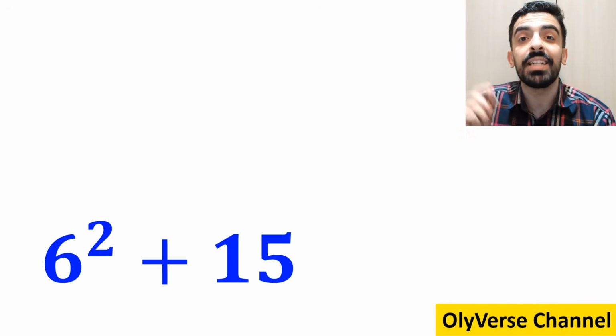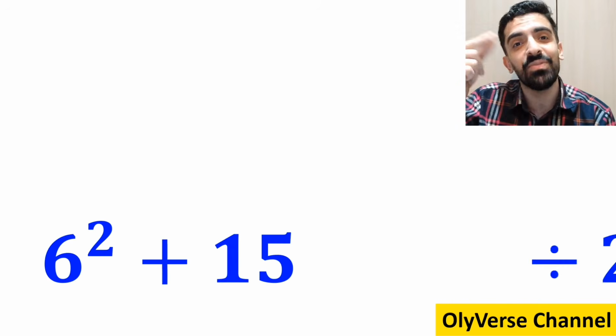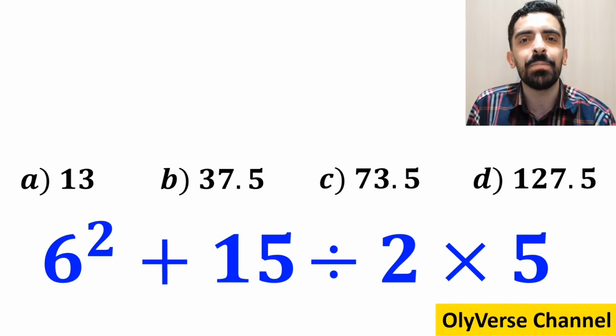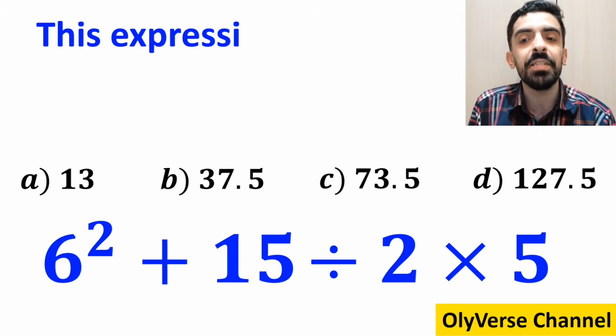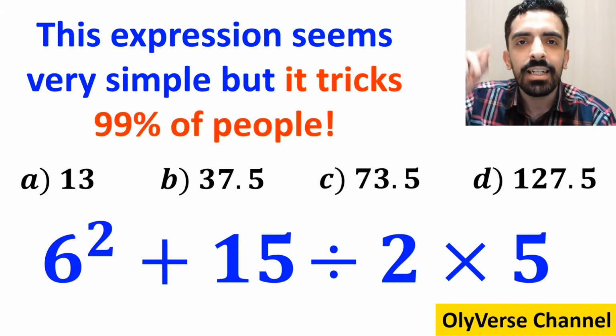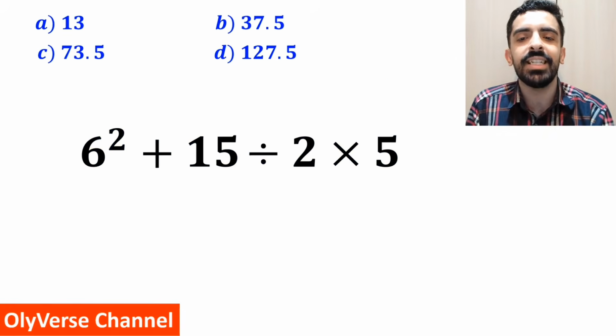What is the value of the expression 6 squared plus 15 divided by 2 multiplied by 5? Which option do you think is the correct answer to this question? This expression seems very simple, but it tricks 99% of people. Let's go step by step and solve it together.